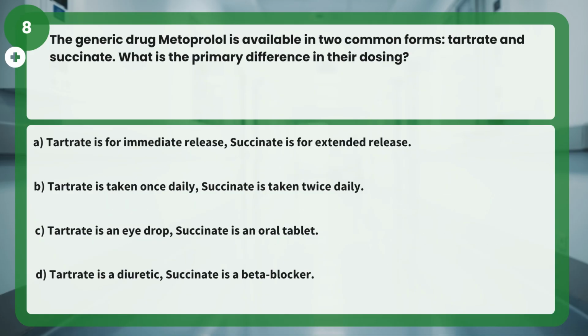Question 8. The generic drug metoprolol is available in two common forms, tartrate and succinate. What is the primary difference in their dosing? A. Tartrate is for immediate release. Succinate is for extended release. B. Tartrate is taken once daily. Succinate is taken twice daily. C. Tartrate is an eye drop. Succinate is an oral tablet. D. Tartrate is a diuretic. Succinate is a beta blocker.